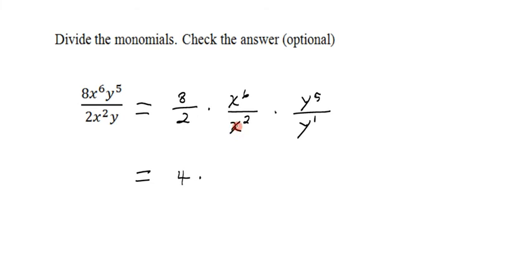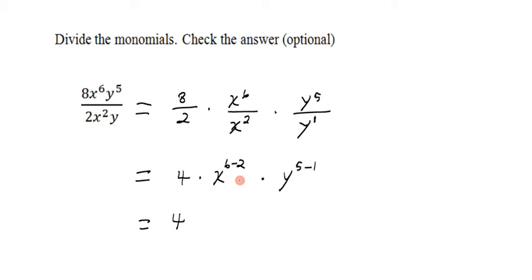Remember that quotient rule that says when you're dividing and the bases are the same, then you just subtract the exponent. So it's going to be x to the 6 minus 2, which of course will be x to the 4th. And then the same thing with the y's. The bases are the same, so we keep the y base and we subtract the exponents. And that's why I wanted to put a 1 here. So we really got 5 minus 1 is going to be the exponent for the y term. All right, so we got 4.